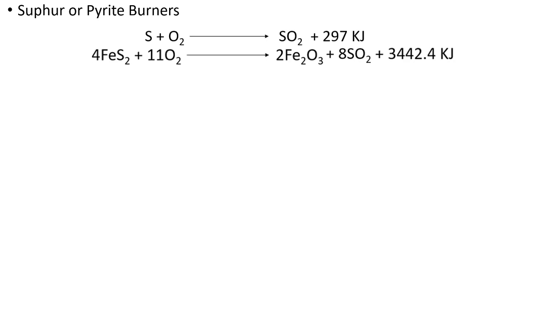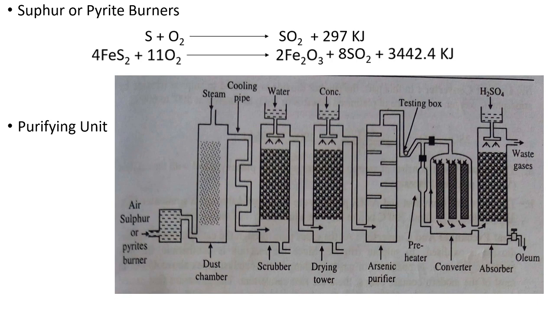Then these gases are further passed through the purifying unit that we discussed here. This purifying unit is the first four chambers, as we have seen here. They carry out the purifying job, and how it is done we discussed in the last lecture. At the end of the purifying unit there is a testing box. This testing box checks the quality or purity of the output of the pyrite burner, whether it is free from water, free from arsenic, free from dust. So it should contain only sulfur dioxide gas.